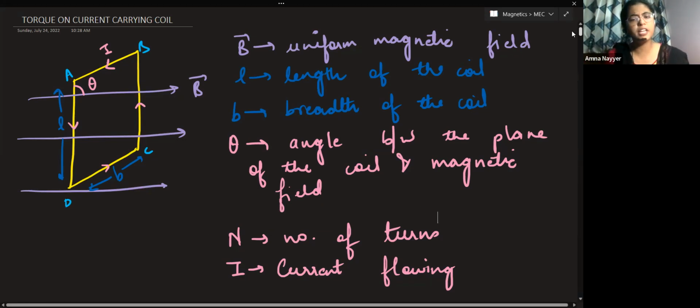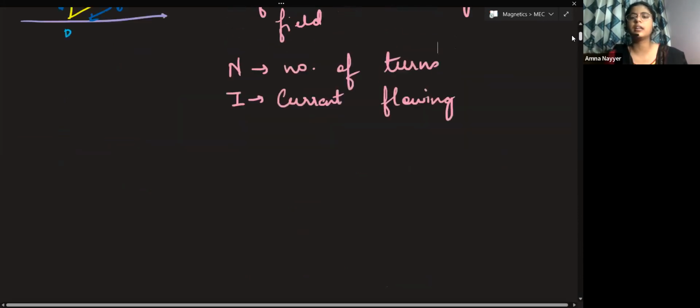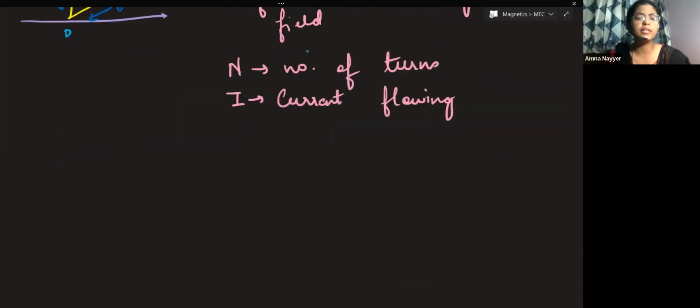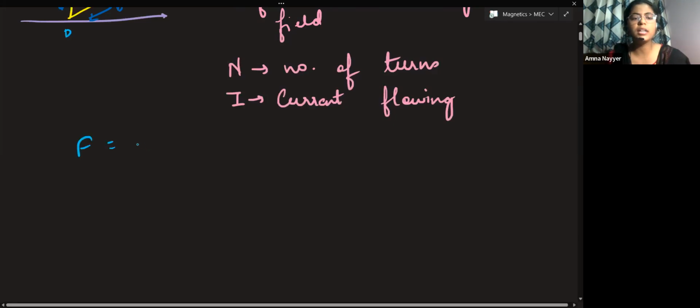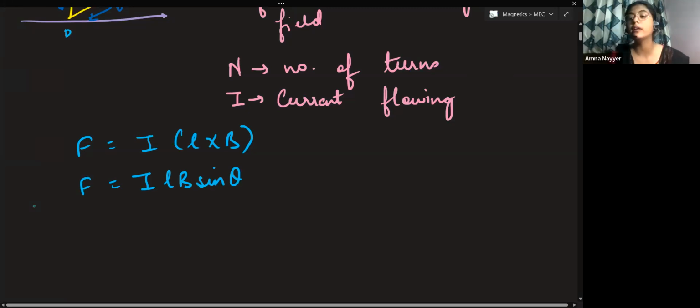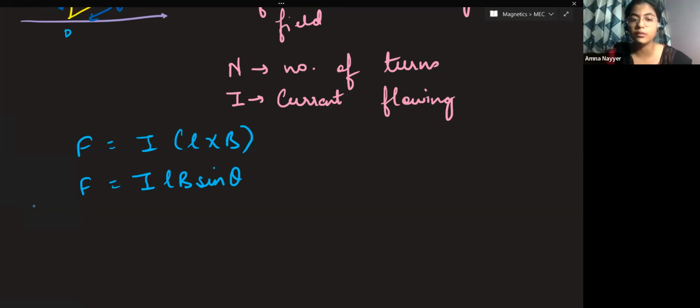So see, generalizing, I am just considering it, not taking separate sides. Let's say F is what? F is I L cross B. So definitely this will be I L B sine theta. Why sine theta? Because this is a cross product. Whenever you open a cross product, you get sine theta. You do not take the cosine of it.